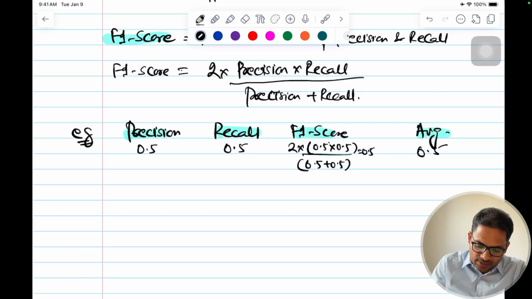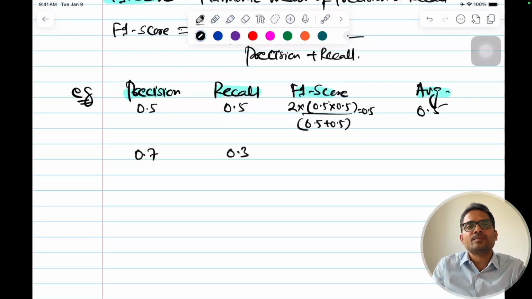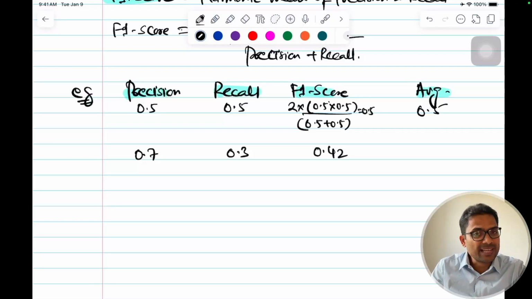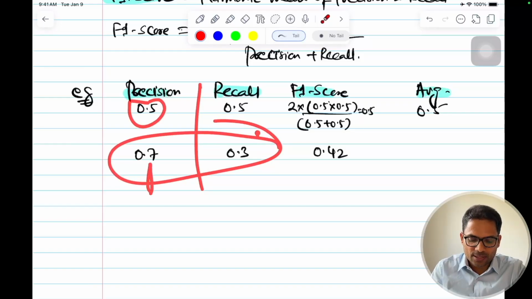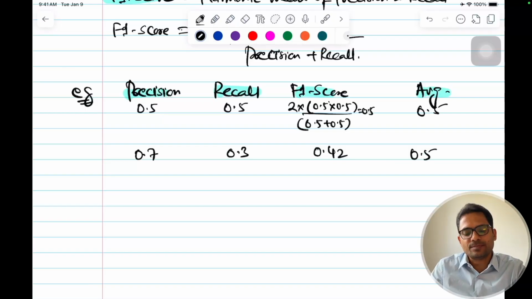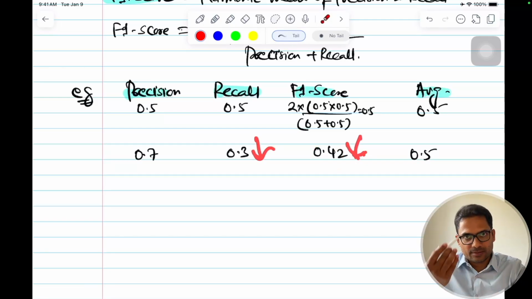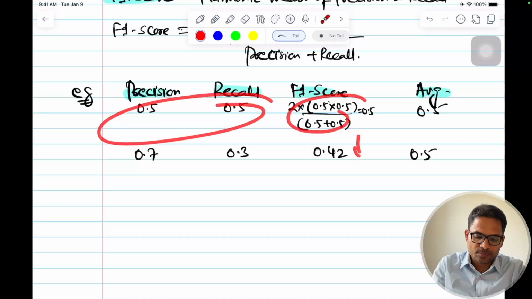Next, for example, if my precision is 0.7 and recall is 0.3, then similarly if you calculate, you will get an F1 of 0.42. But what will be the average here? Arithmetic mean. Now you see the precision has improved but the recall has gone down, but still my average will be 0.5 only. But you see now the F1 has become less because the recall has gone down, so it should show that this is worse than the previous score.